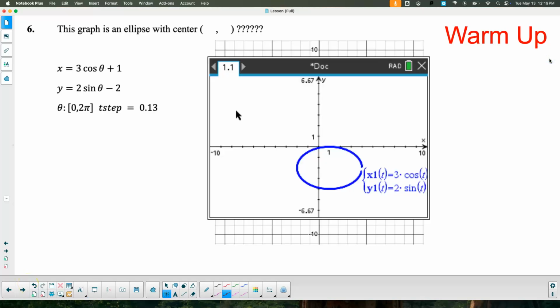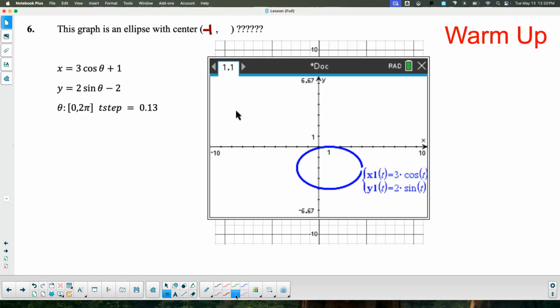So it should look like this. It is an ellipse. Where is the center of this ellipse? Where would the center of this ellipse be? 1, 2. 1, 2 is up here. That's not even 1, -2. There you go. Yep. Okay. So the center of this ellipse is at 1, -2.